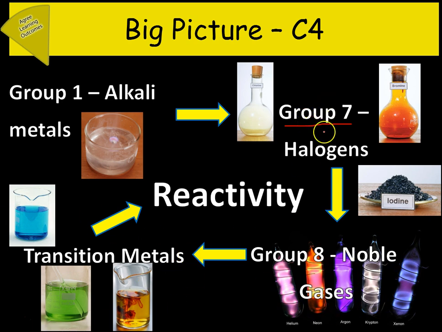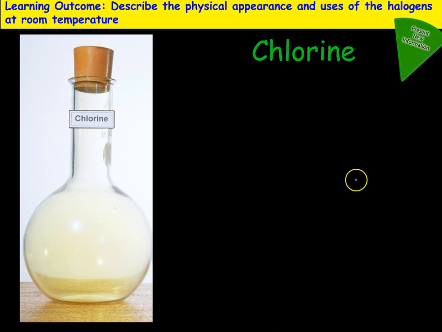There's going to be quite a lot of crossover between what we talk about here and what we also talk about in the transition metals. First, let's start with the halogens that you're expected to know about. So the first halogen that you're expected to know about is chlorine.